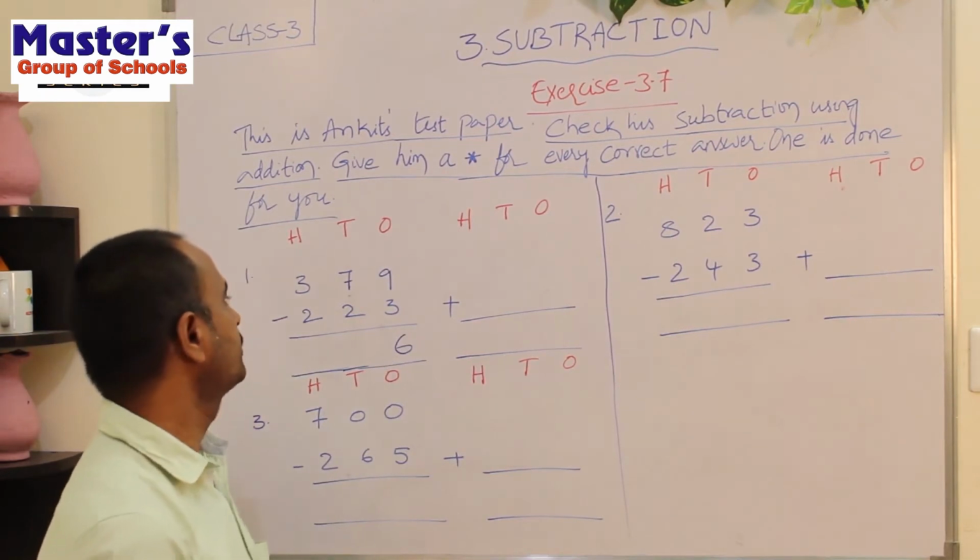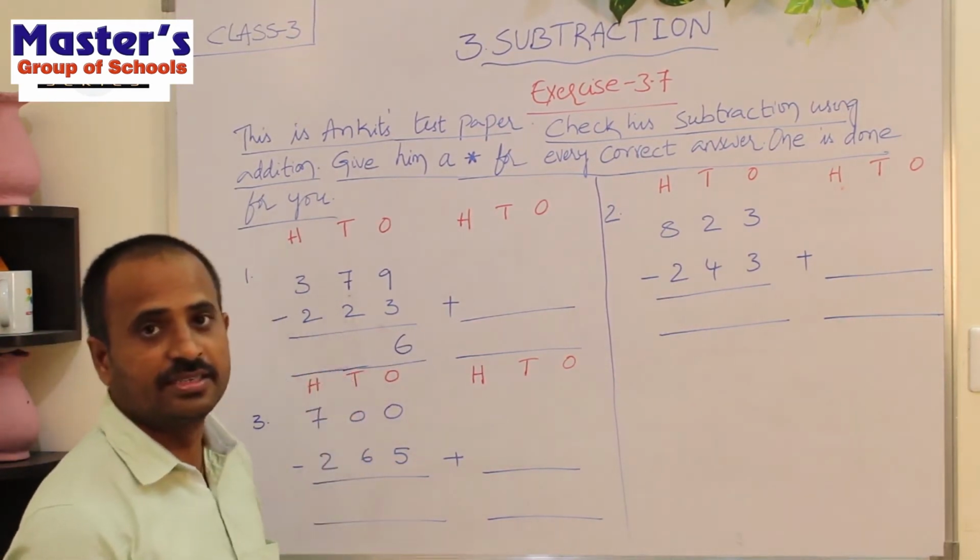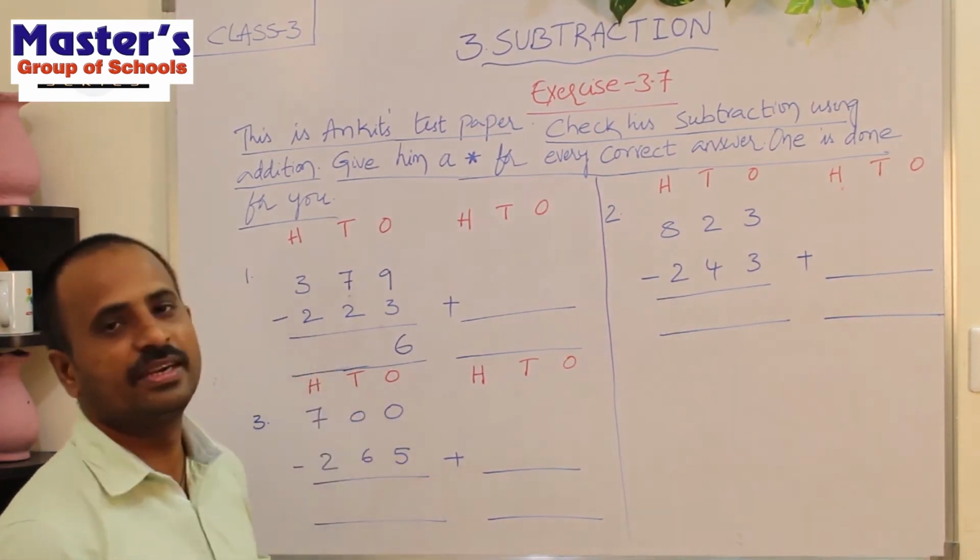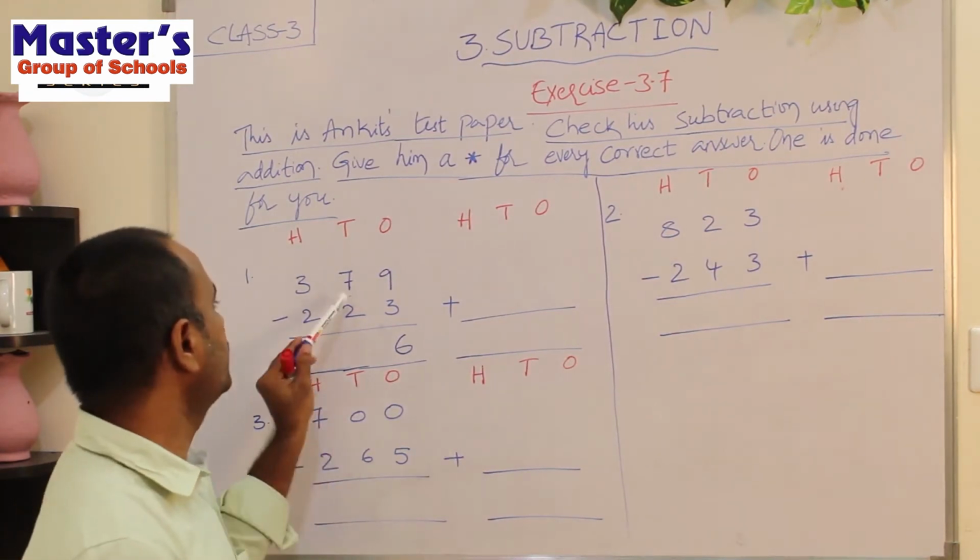Now go to tens place. So here, what are the digits in tens place? 7 and 2 are present in tens place. So what is the first number? 7.